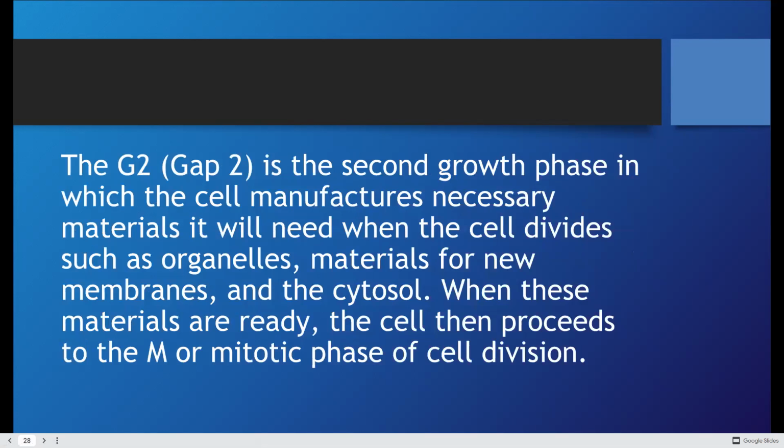After the DNA is replicated in the synthesis phase, the cell moves to G2, or Gap 2. It's the second growth phase, in which the cell manufactures the necessary materials it will need when it divides, such as organelles, materials for new membranes, and the cytosol. When these materials are ready, the cell then proceeds to M phase, the mitotic phase of cell division.